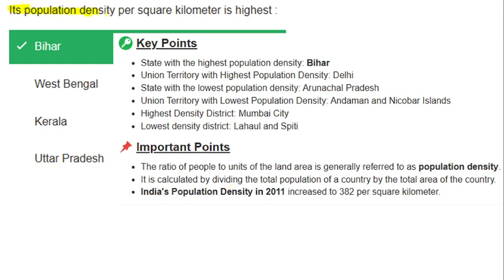Next. Its population density per square kilometer is highest. Bihar का highest है. A state with highest population density, Bihar. Union territory with highest population density, Delhi. A state with lowest population density, Arunachal Pradesh. Union territory with lowest population density, Andaman and Nicobar Islands. Highest density district, Mumbai city. Lowest density district, Lahaul and Spiti.